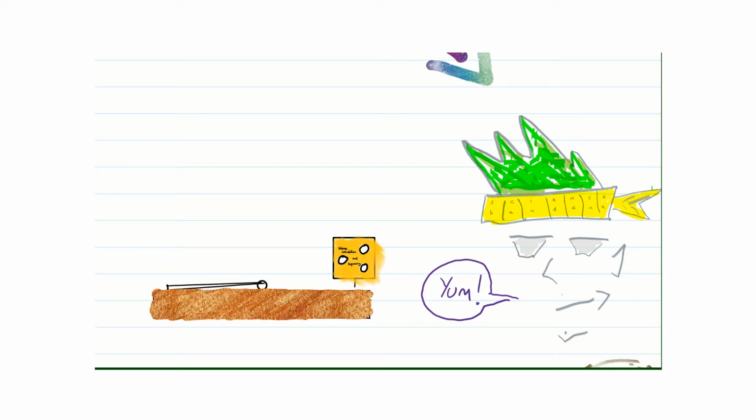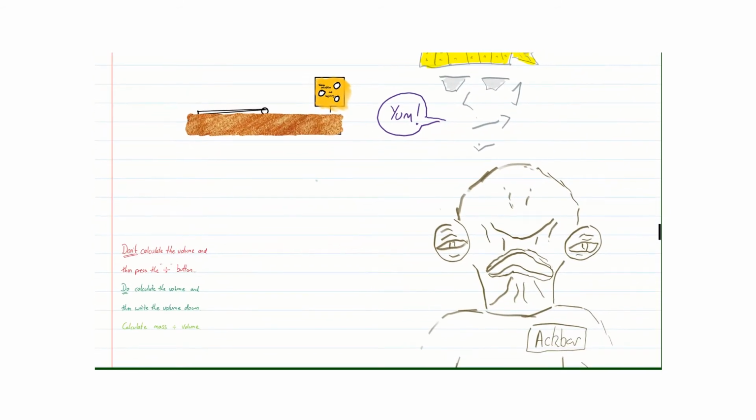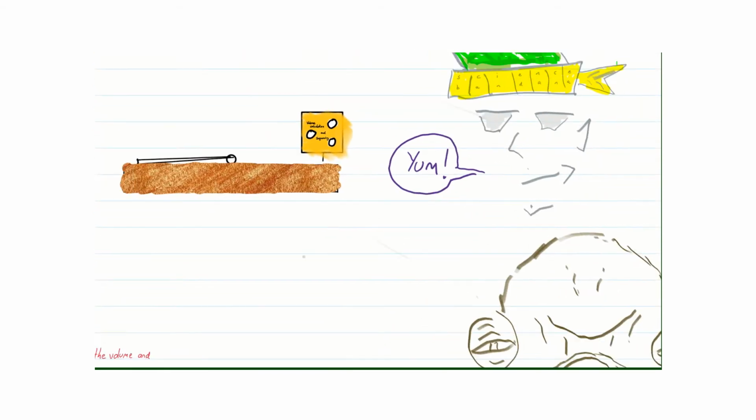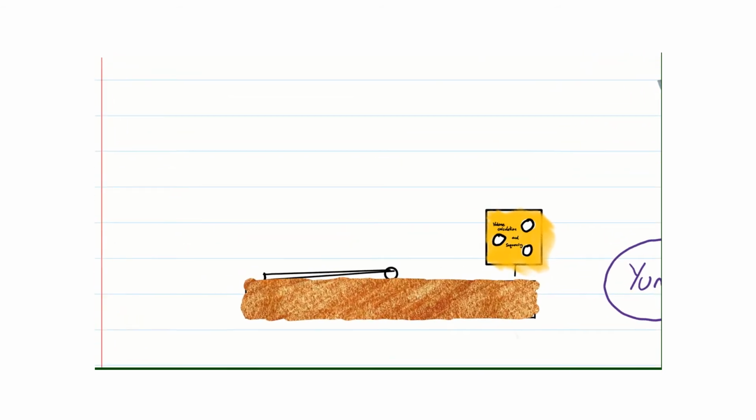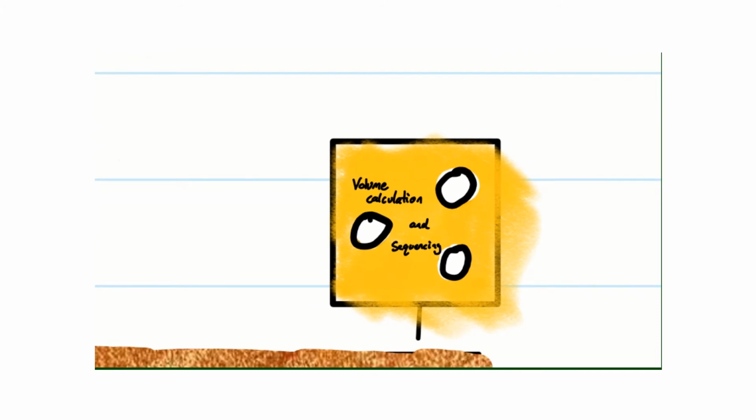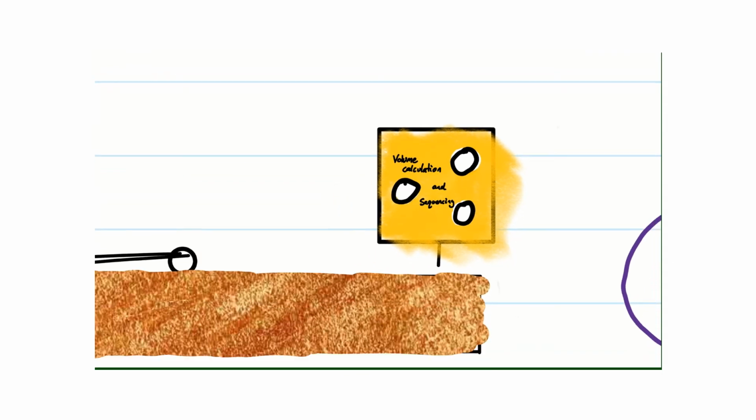But wait a minute, there's a problem here. What's that, Admiral Akbar? What are you saying? It's a trap. What do you mean it's a trap? What trap could there possibly be? Let's have another look. Hang on a minute. That looks like a mouse trap. What's that written on the cheese? Volume calculation and sequencing. Oh my goodness. What could the trap be with volume calculation and sequencing?